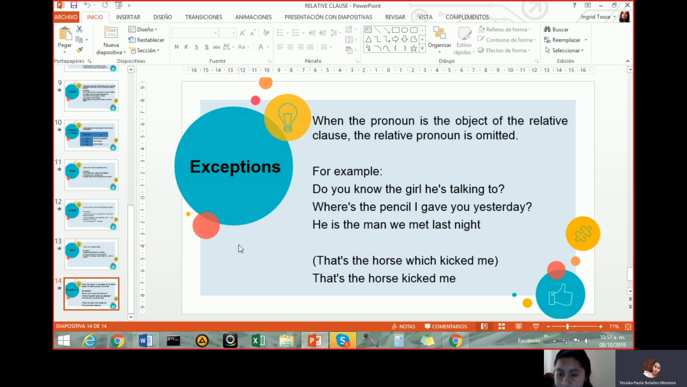Yes, in this third example, we find the difference that the subject is the object. And in the last expression, that's the horse which killed me. That's the horse that kicked me. We can apply this because the horse is the subject, because he performs the action. In this case, kick me.